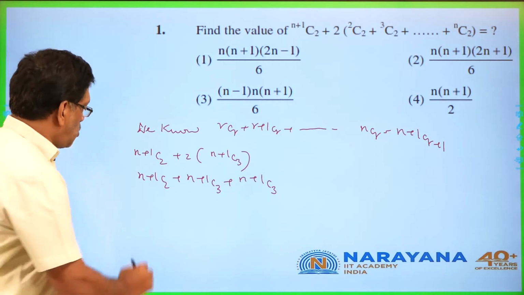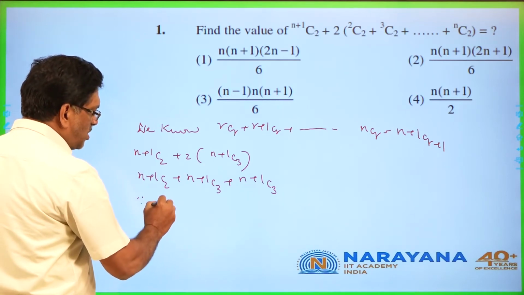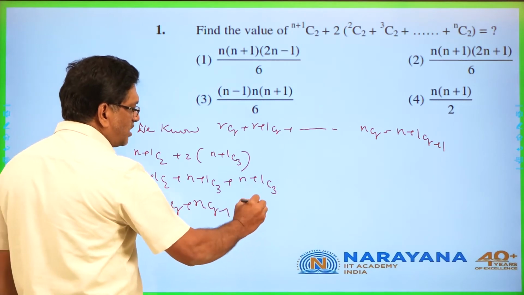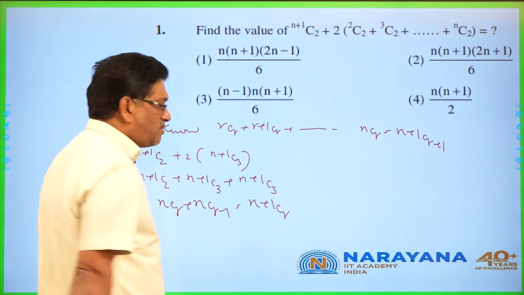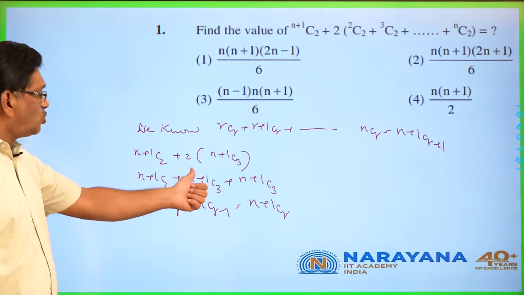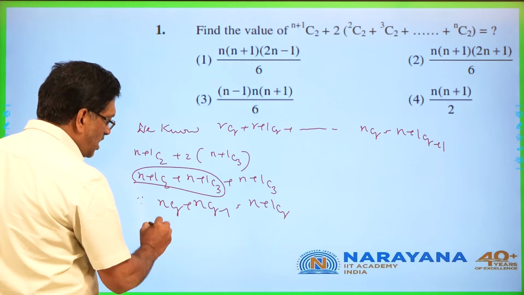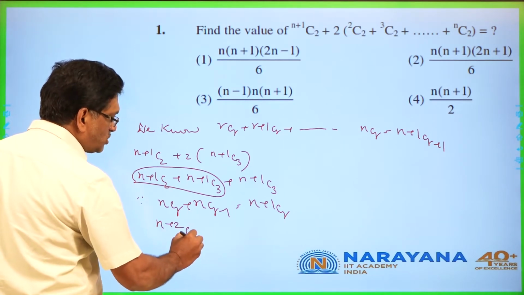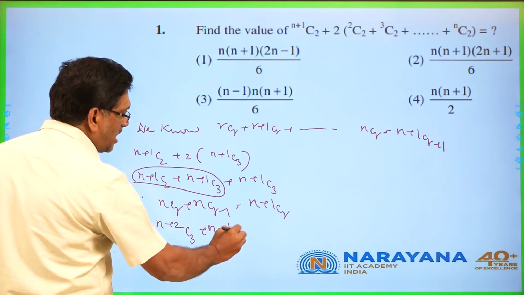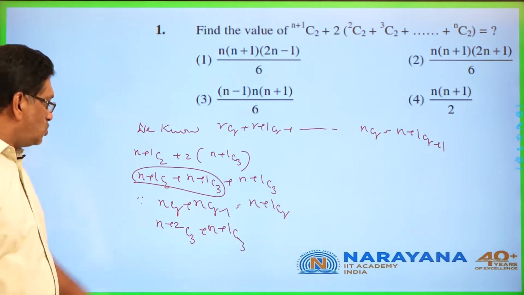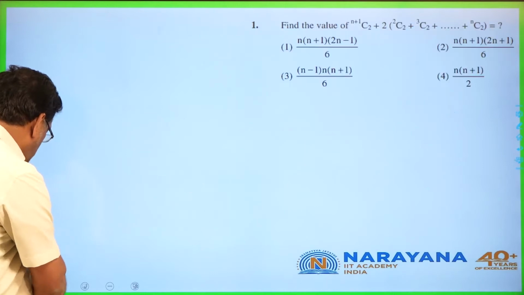Now at this stage, one more formula we are going to use: NCR plus NCR minus 1 is equal to n plus 1 CR. For the first two terms, I am going to use this formula, that is n plus 2 C3 plus n plus 1 C3. Now I am going to simplify these two.